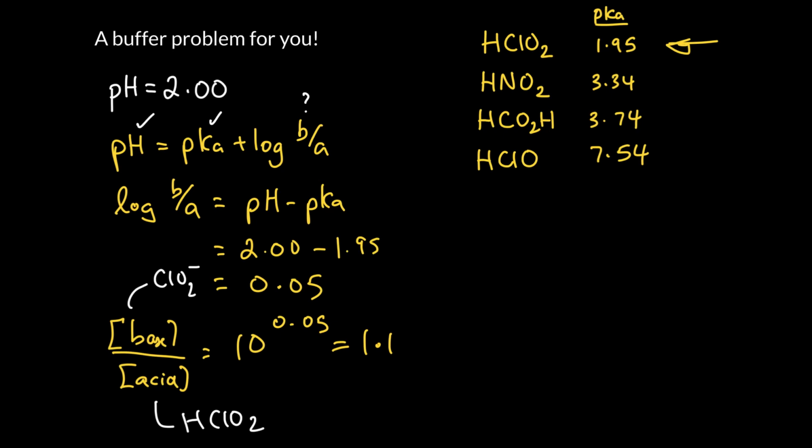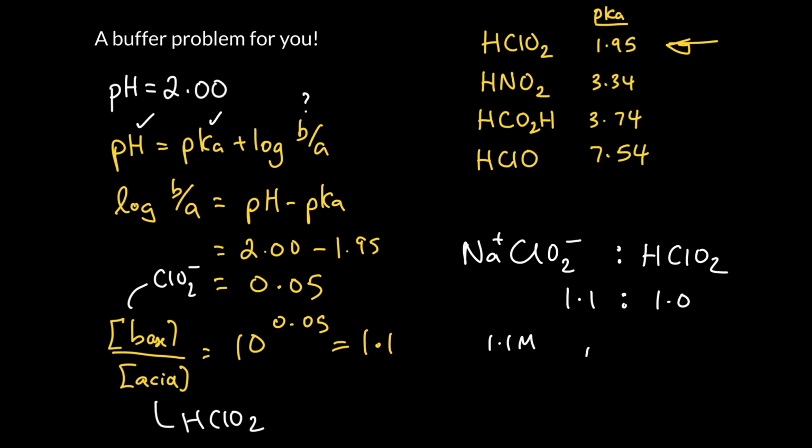Now, how might we find ClO2 minus? Well, we wouldn't be able to find it by itself in the stockroom. We would have to find, say, a salt containing that. And the best kind of salt would be a sodium salt, because sodium is neutral and, very importantly, cheap. So we would want to get this in a ratio of 1.1 to 1.0, let's say. So we would have, say, maybe a 1.1 molar solution of this thing and a 1.0 molar solution of this thing.